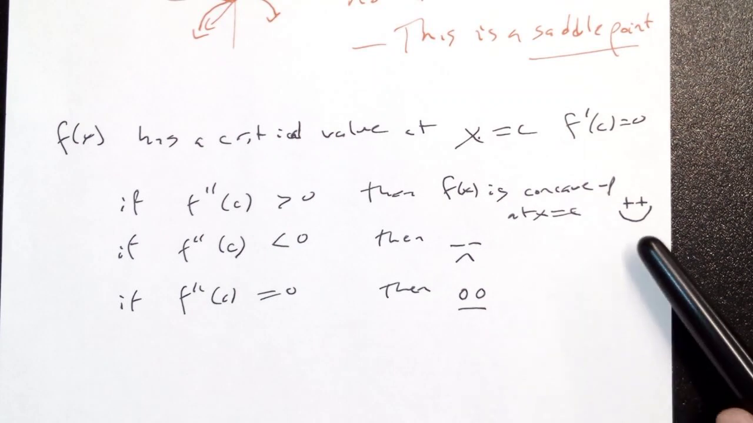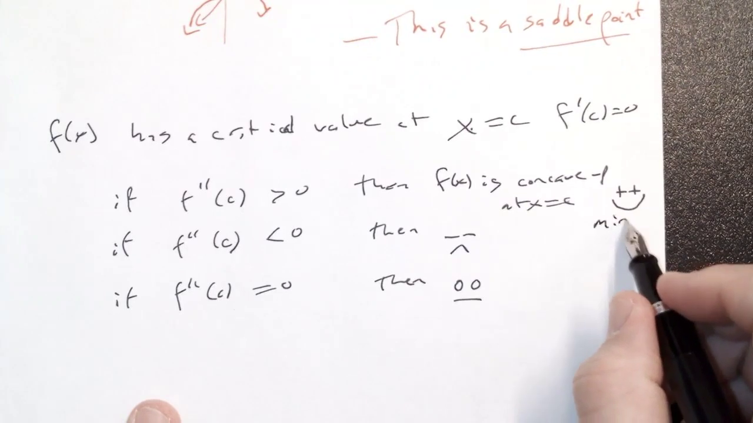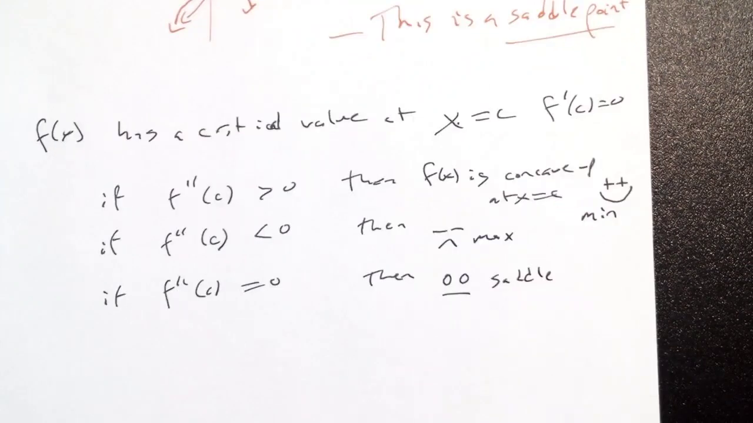Now, if it's concave up, my horizontal tangent line must be at the bottom of that little concavity. We have a minimum. If it's concave down, it must be up at the top. We have a maximum. And if it's not concave there, I have a saddle point. Now, this is a fabulous idea because it means I can take my critical number and plug it into the second derivative.